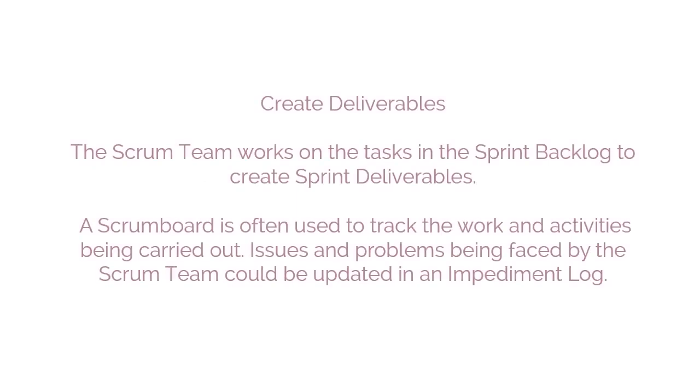The first process in sequence is create deliverables. In this process, the Scrum team works on the tasks in the sprint backlog to create sprint deliverables. A Scrum board is often used to track the work and activities being carried out. Issues and problems being faced by the Scrum team could be updated in an impediment log.